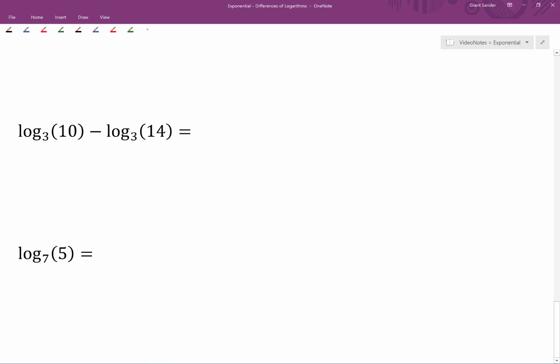Consider the expression log base 3 of 10 minus log base 3 of 14. We could rewrite that as log base 3, and since we're subtracting the outputs of logs, we're going to divide the inputs. So we'll do 10 divided by 14. So log base 3 of 10 minus log base 3 of 14 is equal to log base 3 of 10 divided by 14.